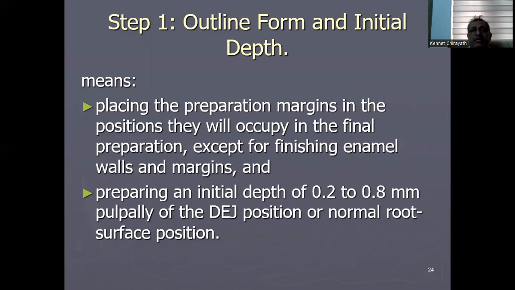Placing the preparation margins in the position they will occupy in the final preparation, except for finishing the enamel wall and margin. The preparation has an initial depth of 0.2 to 0.8 millimeter pulpally of the DEJ or normal root surface position.